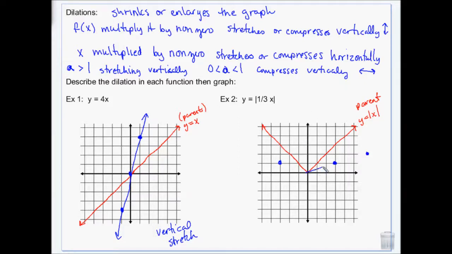So it has been compressed vertically. We took the normal graph and we squished it down. We smashed it. So if we use whole numbers, we stretch it. If we use fractions or decimals, we smash it. Does that make sense?